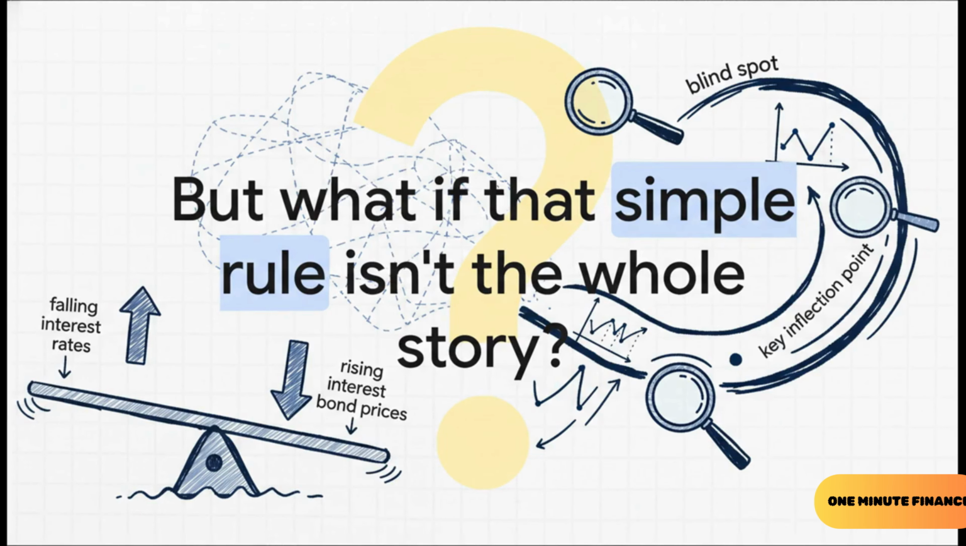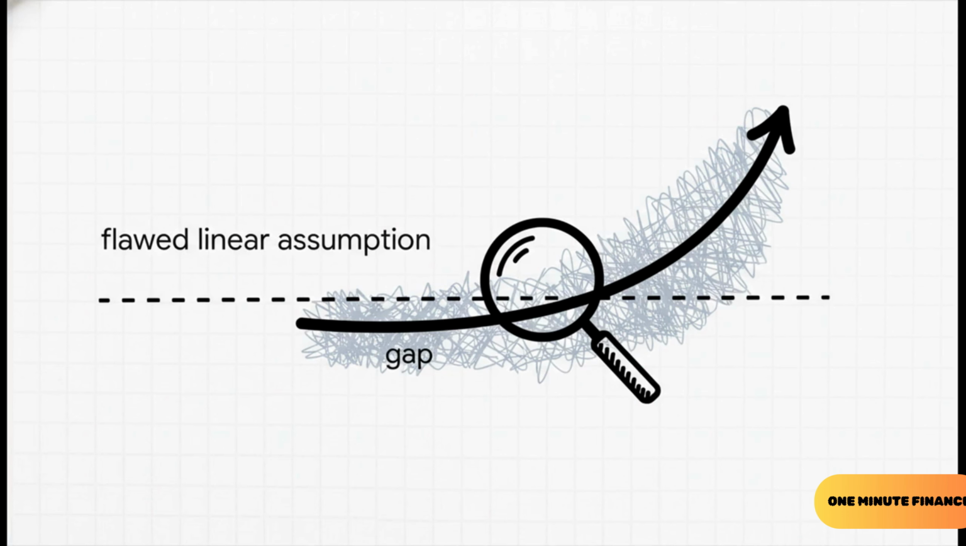But what if that simple straight-line seesaw model has a bit of a flaw? A blind spot that really only shows up when interest rates start making big moves. Well, that's exactly what we're here to dig into. Because in the real world of bond pricing, things aren't always a straight line. They're actually a curve.